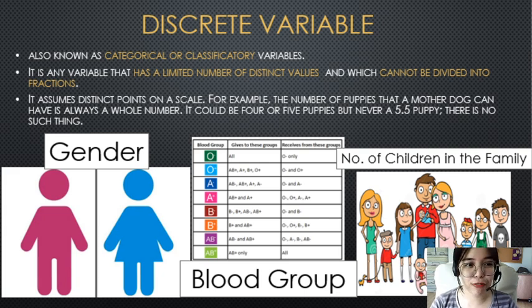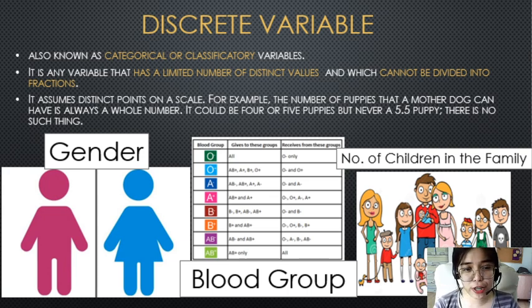So, it is any variable that has a limited number of distinct values and which cannot be divided into fractions. Of course, ang mga categories, you cannot divide them into fractions. Let's say, example, gender. Hindi mo naman pwedeng ma-divide yan, di ba? Wala namang gender na divided into two. So, gender, that is a category and you cannot divide it into fraction. Blood group, let's say blood group. And also the number of children in the family.